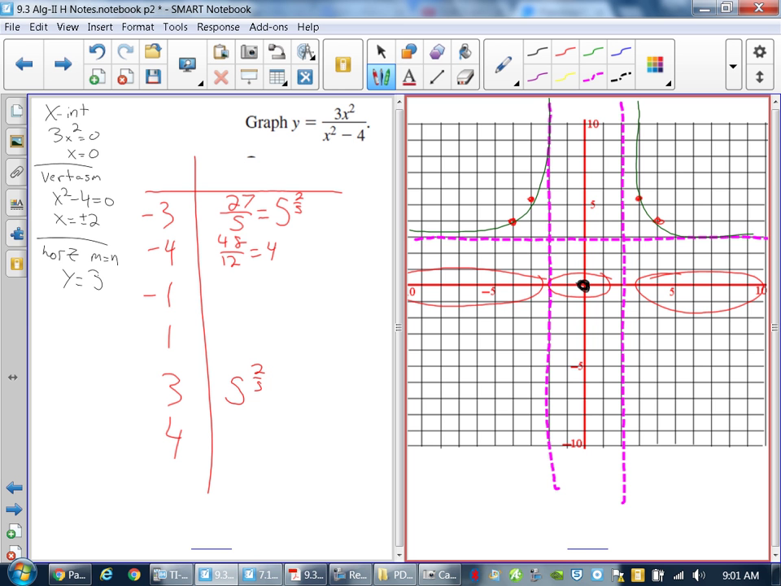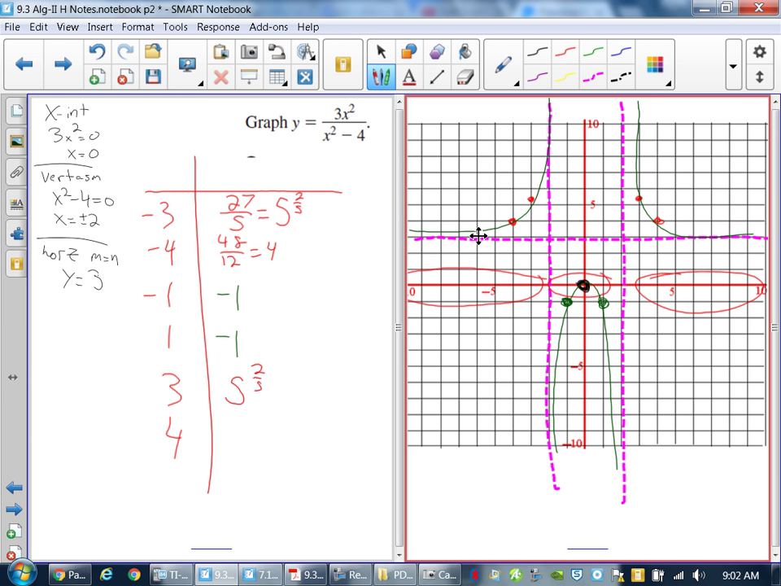Now I check it at 1 and -1. Well, I get 3 over -3, which is -1. That's convenient. That one. That's a pretty graph.